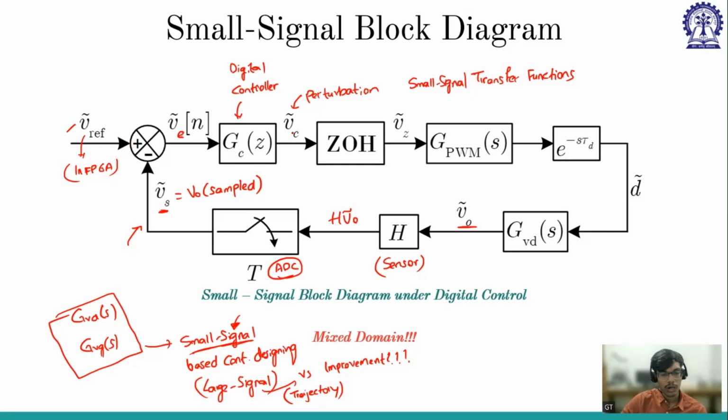Now we got the controller output V_C of N, and we are holding it, right? This is a zero order hold. We are holding that value for one cycle. And then this is the PWM. You can consider this as a modulator gain. In the case of voltage mode control, it will be 1 by V_M or F_M in voltage mode control.